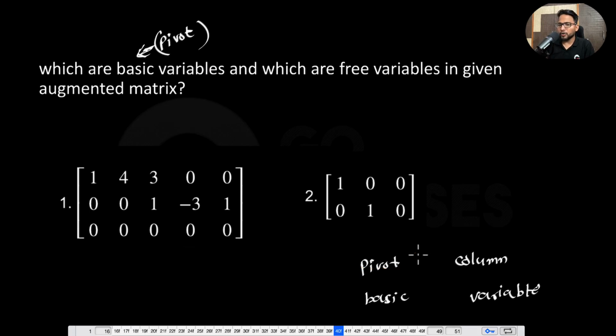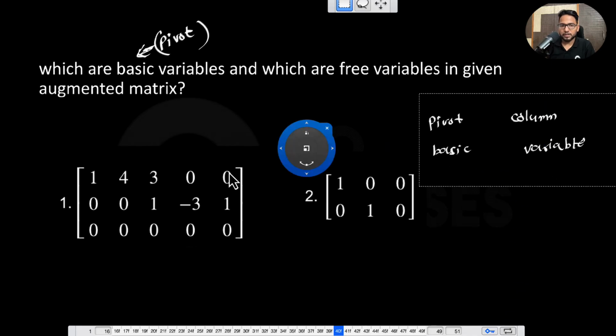But I don't want you to get confused, or even to remember that the pivot term is associated with the column. I may say pivot variable, I may say pivot column. Actually, it doesn't matter for us. Okay, so I hope you understand. Cool. Now let me put that on the side because it's not much relevant to us.